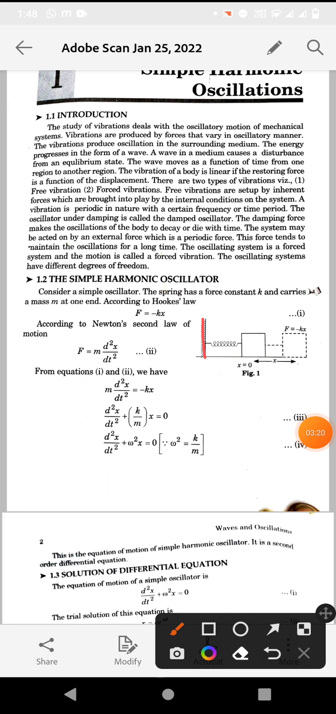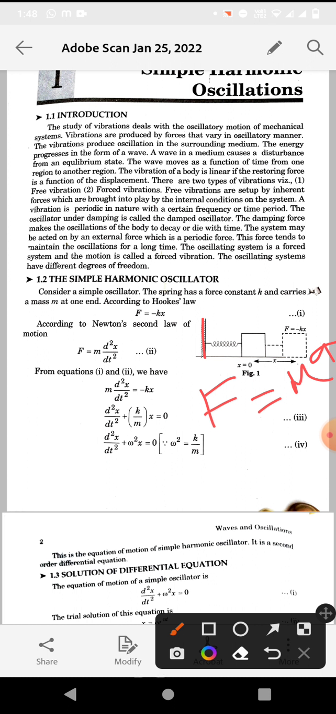According to Hooke's law, in this case we write the force, that is the restoring force. So F is equal to minus kx, where k is a constant and x is the displacement. We know Newton's second law: F is equal to ma. What is a there? a is the acceleration. The acceleration a is written in terms of displacement, and that value is d square x by dt square.